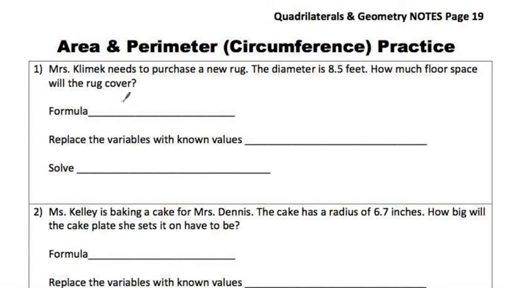So if we do the first one together, Mrs. Klemick needs to purchase a new rug. The diameter is 8.5. How much floor space will the rug cover? Because we're talking about covering, that's going to be the area formula. Area equals pi r squared. And we need an r. And radius is half of the diameter, so 8.5 divided by 2 gives you a radius, which is 4.25, so that is equal to r.